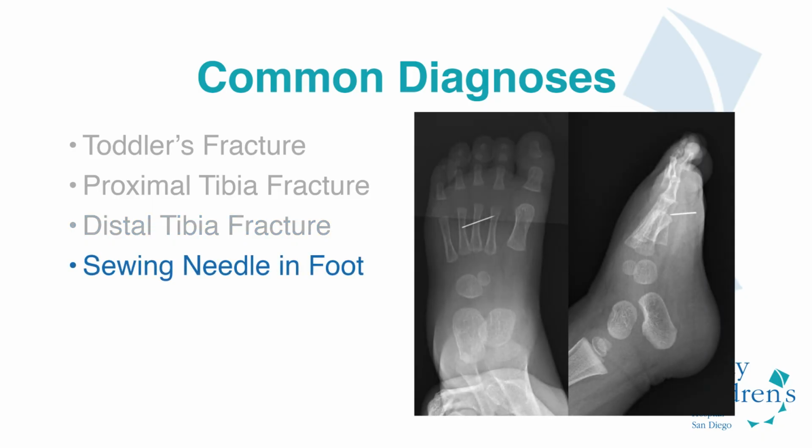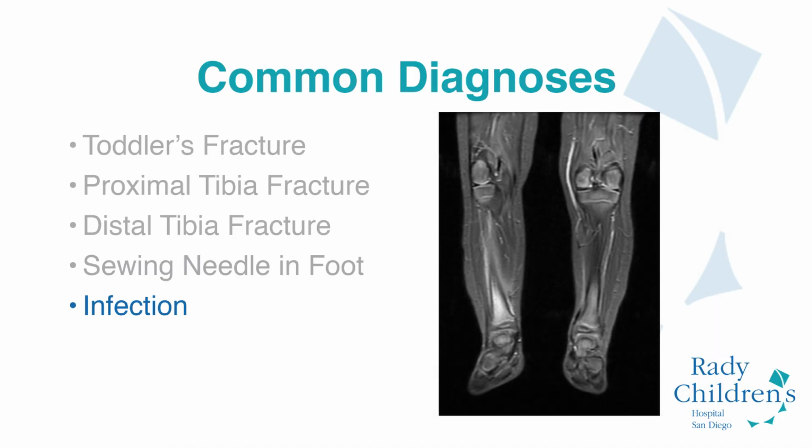If the child has an antalgic gait, obtaining radiographs may show a foreign body in the foot, in this case a sewing needle. And finally, this patient presented with a limp and associated fever. The MRI was significant for distal tibia osteomyelitis.